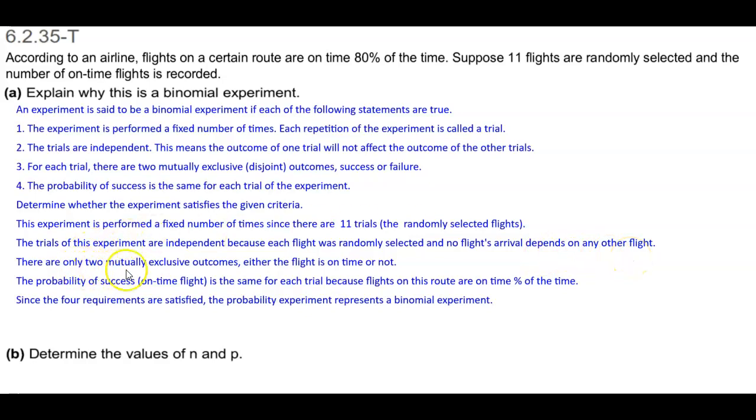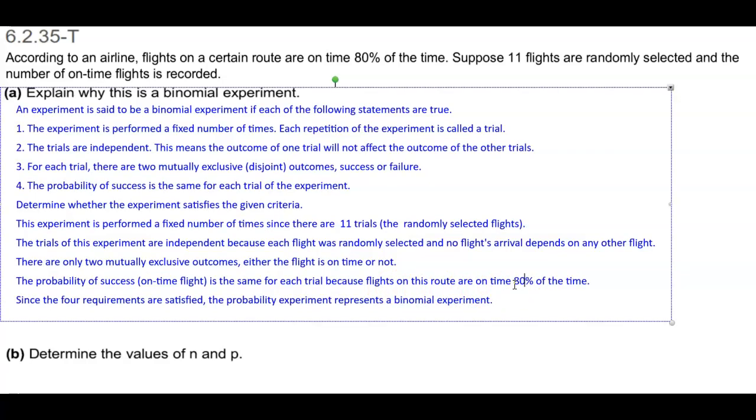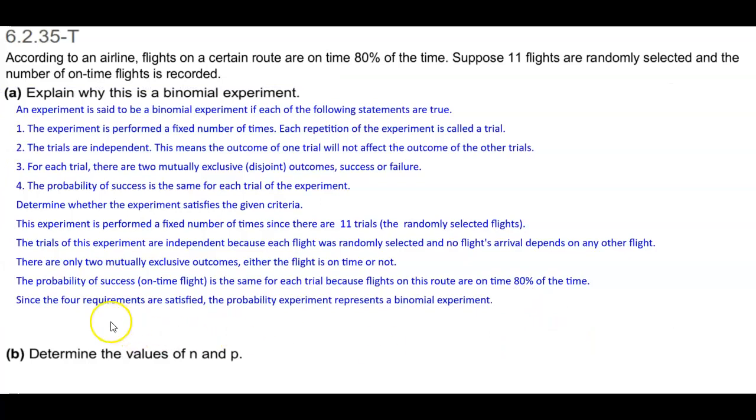There are only two mutually exclusive outcomes. Either the flight is on time or not. And the probability of success, an on-time flight, is the same for each trial because flights on this route are on time, in this case, 80% of the time. Since the four requirements are satisfied, the probability experiment represents a binomial experiment.